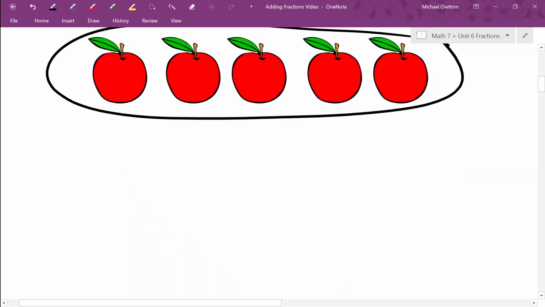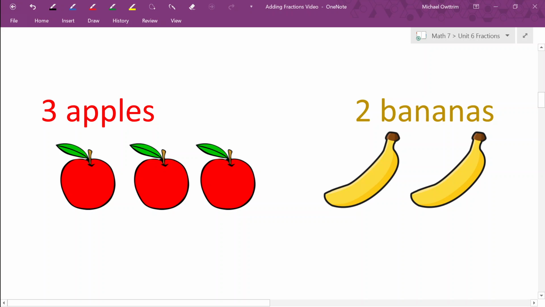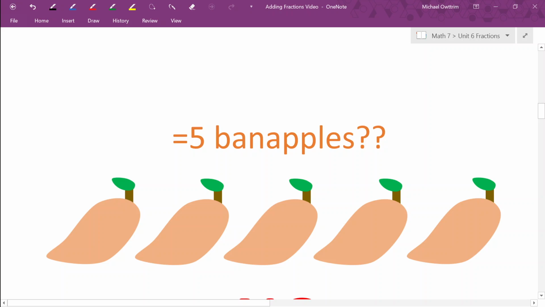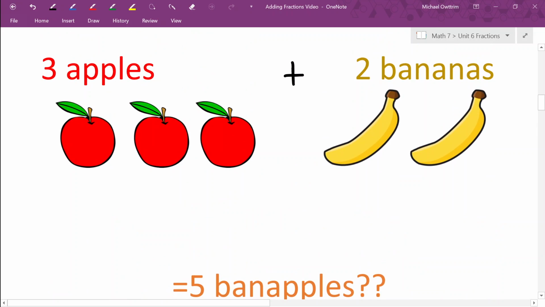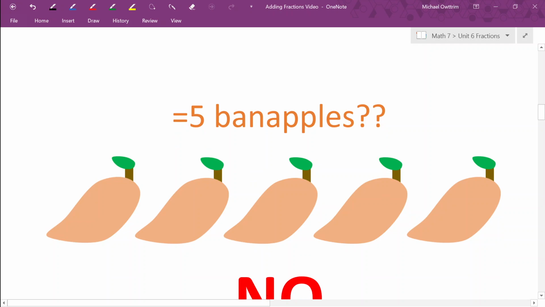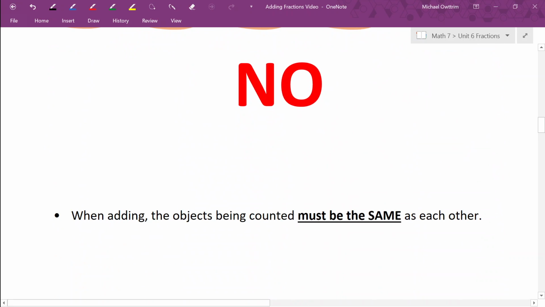And we also know that when we're adding, we need to have some similarity between the objects. Obviously, if you tried to do 3 apples plus 2 bananas, what does that equal? Does it equal 5 banapples? Some sort of weird hybrid of apples and bananas? No, it doesn't. These objects are not the same, so we can't just count them up and say I've got 5 of them, because 5 what? We can't say that there's some sort of weird hybrid of objects. So we know that when we are adding, our objects have to be the same as each other in order for us to be able to count them up. No one wants to end up with banapples, okay?